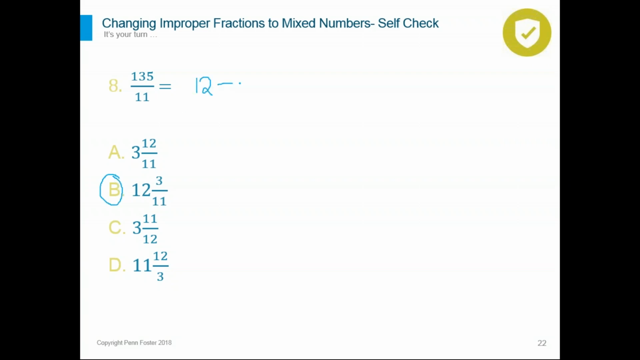So 12 is the whole number. The fraction part would have 11 on the denominator because it has to stay the same. Then multiply 12 times 11, which gives you 132. Subtract 135 minus 132 and you get the remainder 3 on the top. And that is answer B. That's it. Questions on this problem?